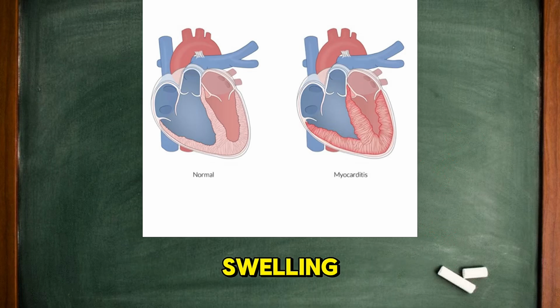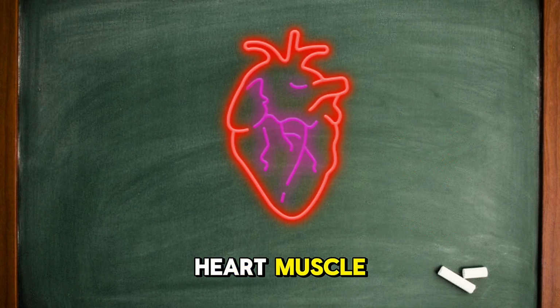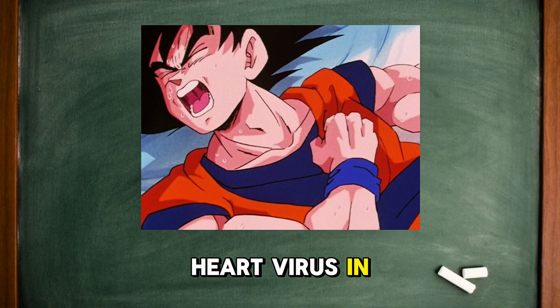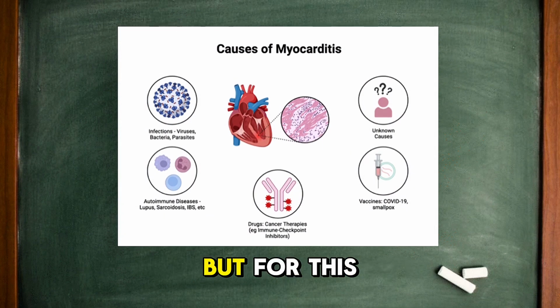Myocarditis is basically swelling or inflammation of the heart muscle. And when there's inflammation on the heart muscle, it makes it harder to pump out blood. This can be caused by specifically viruses, and that will tie into Goku, because as you know, he had a heart virus in the DBZ series. Yes, there are other ways to develop myocarditis, but for this video, we are only focusing on viruses.